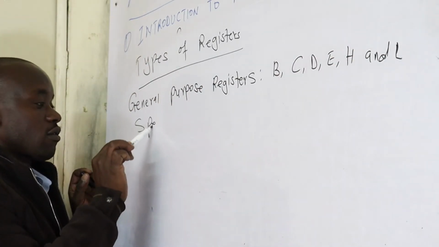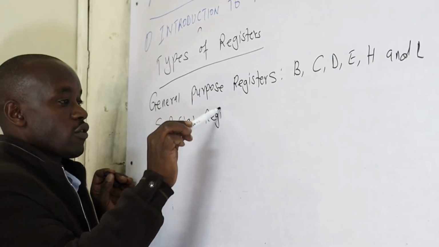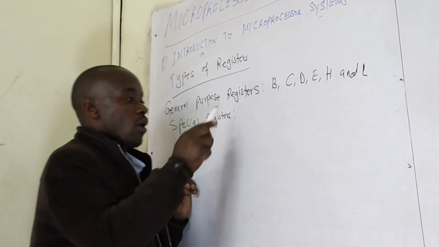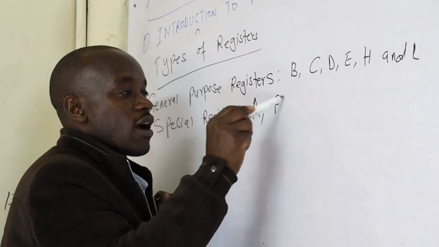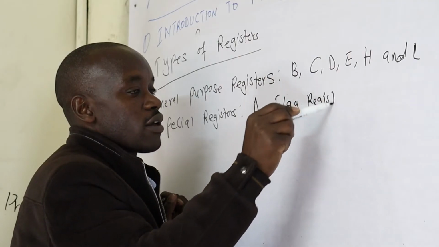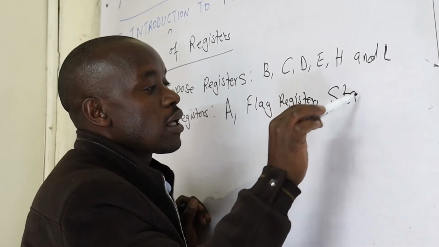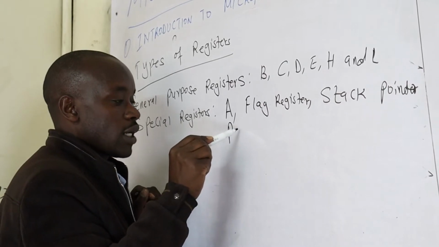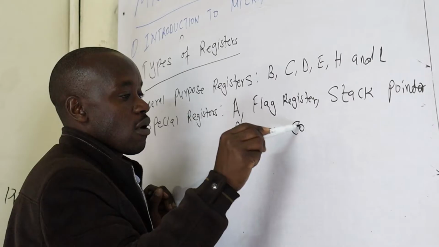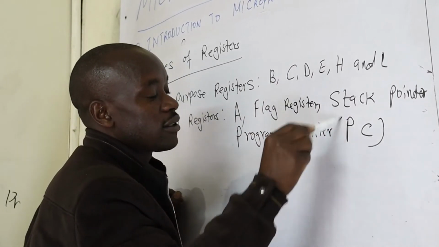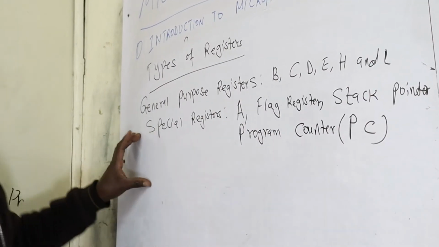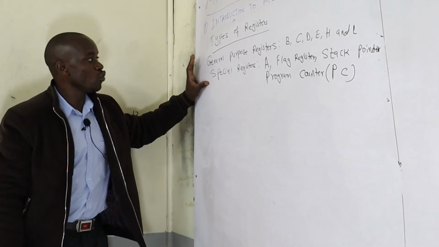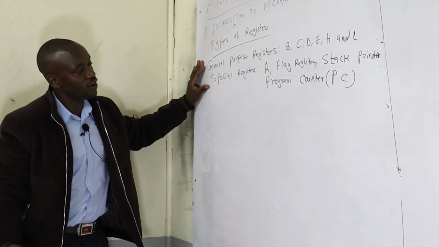Then we have special registers. So if you hear the word special, it means there is some function they are doing which this one cannot do. One of them, you can have the accumulator here. We can have the flag register. We have another register we call the stack pointer. And then we have the program counter, or in the bracket they say PC. So why we call them special, the way I've said, there's some which they can do, others are not able to do. So these two types of registers right now describe the two types of registers available in 8085 or most microprocessors.